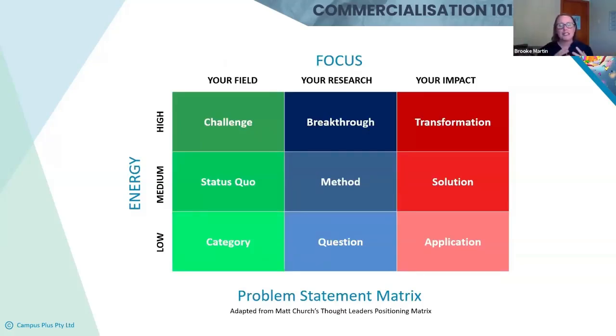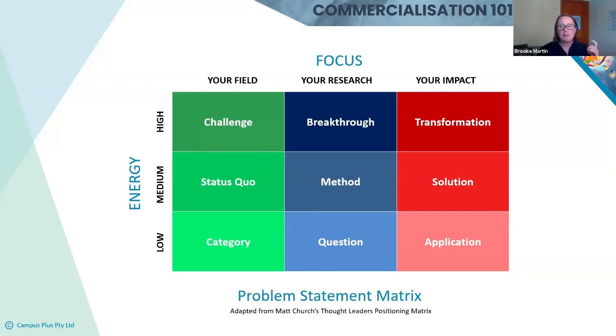But essentially, this is a problem statement matrix, and it's a piece of work that I've created by adapting Matt Church's work on thought leadership. Matt Church runs a thought leadership program based in Australia. He has created a positioning matrix for thought leaders that enables people to take their complex thinking and articulate it in a way that resonates with a range of different audiences in a range of different scenarios. I've found it really useful personally. What I've done is I've adapted that for a research setting because I think it would also be really useful for you to understand some of the hacks that they use.